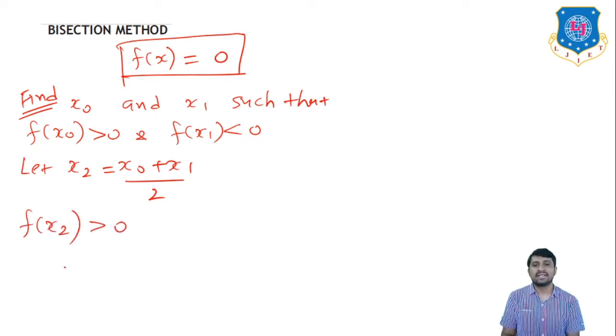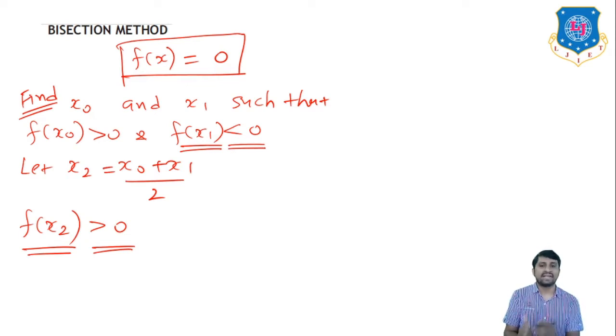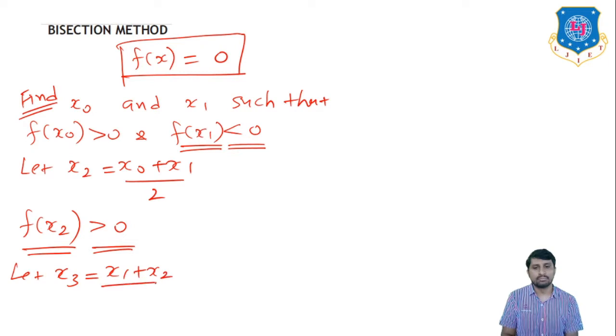Suppose f of x2 is greater than 0. Then you have to take the point where the function is less than 0. Here f of x2 is greater than 0, but f of x1 is less than 0. So now your root lies between x1 and x2. That's why x3 is equal to x1 plus x2 by 2, because your root lies between x1 and x2. Continue this process until you get almost near the root.